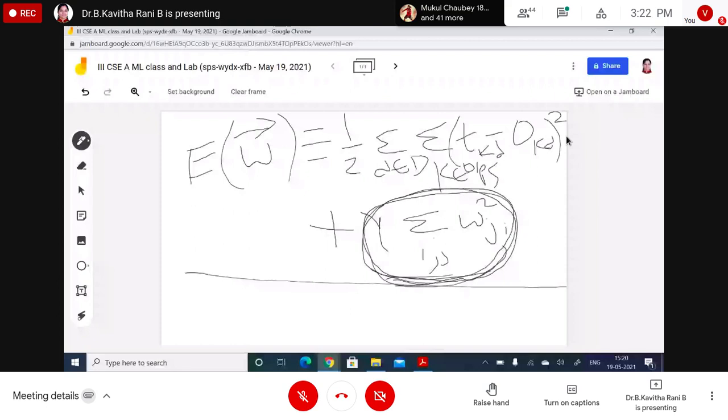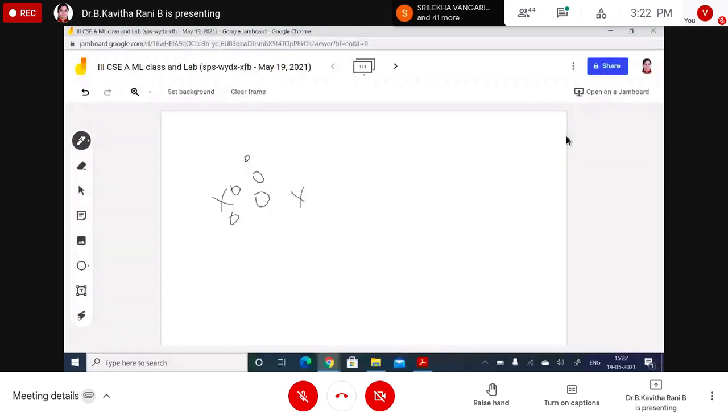So for that slope I want to give... so likewise, some data is there.